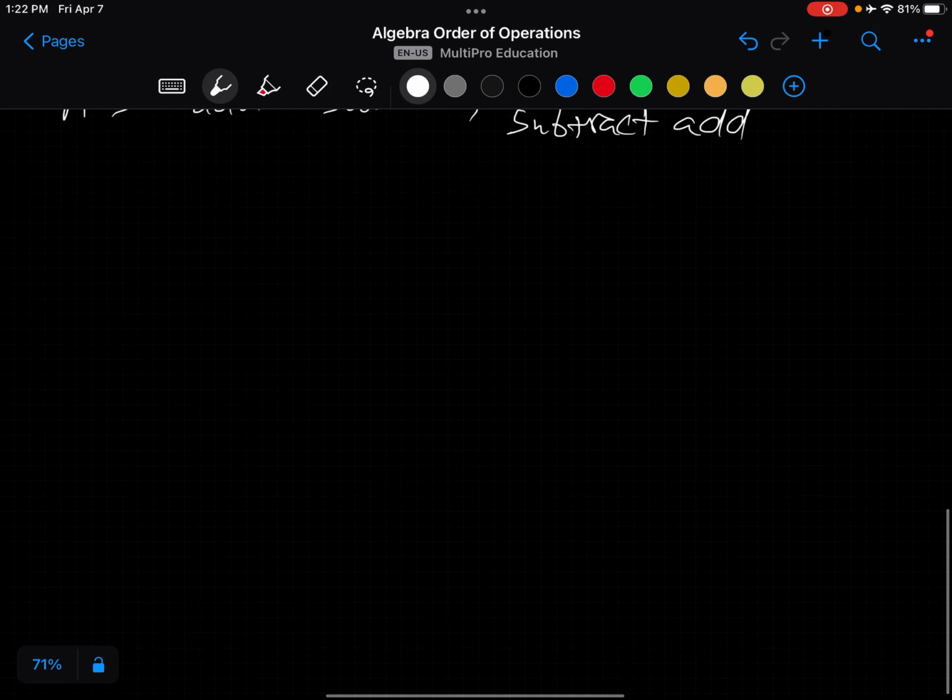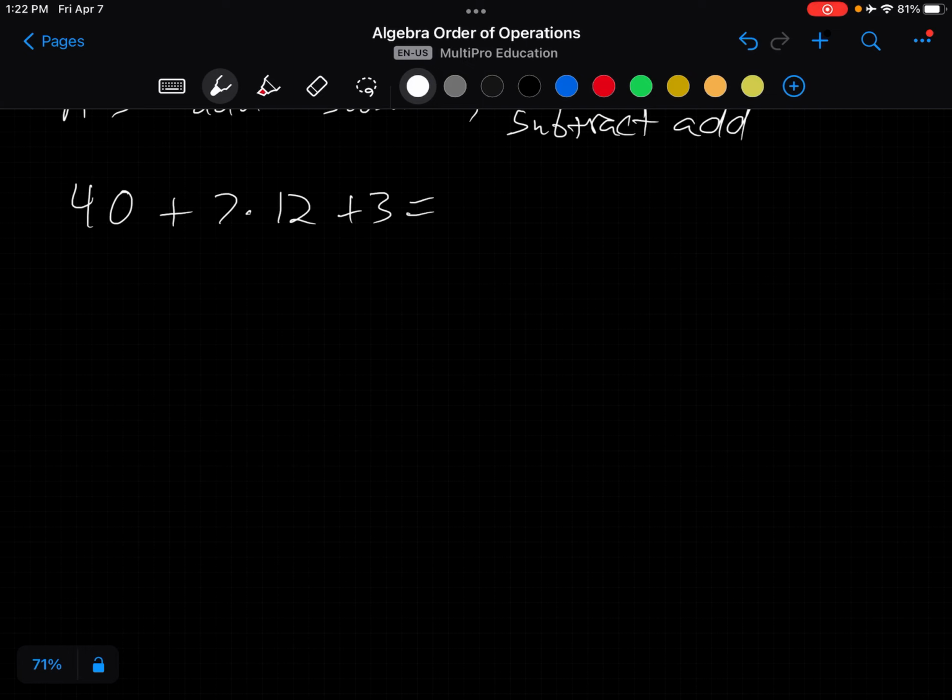Okay, let's dive in and look at some examples. All right, let's try this problem here. 40 plus 7 times 12 plus 3. Is there a parentheses here? No parentheses. Do we see any exponents? No exponents either. So the first two things we don't have to worry about anything. Is there any multiplication or division? I see multiplication, so let's do that first.